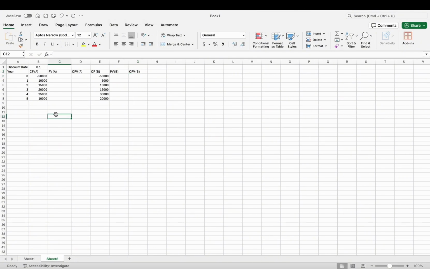That's why we cannot compare these cash flows directly, because money received in the future is worth less than the money today. So that is why we discount each year's cash flow using the 10% discount rate. And the formula for the present value is going to be PV equals cash flow divided by 1 plus the discount rate to the power of the year. So this is the formula that we got. Now for project A, we will type the same formula, just apply it for the present value for project A.